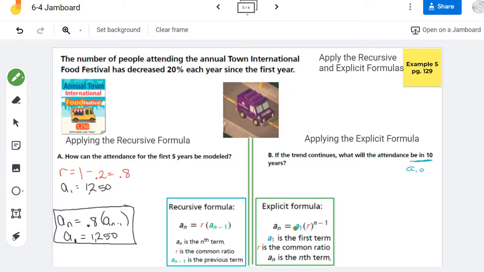So my explicit formula, I already know my a sub 1, that's 1250, and I already know my r is 0.8, so I can just write that formula right away. Okay, so there's our formula. So now to find a sub 10, where the n is, I'm going to replace it with a 10. So I have 1250 times 0.8 to the 10 minus 1. And I know what 10 minus 1 is, right? I could just do that right away. And so when I go into Desmos, I'm going to do 1250 times 0.8 to the 9th.